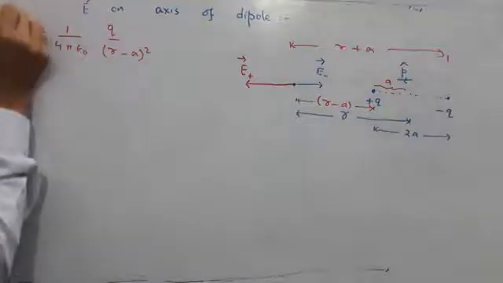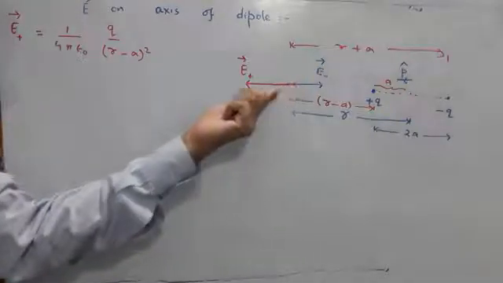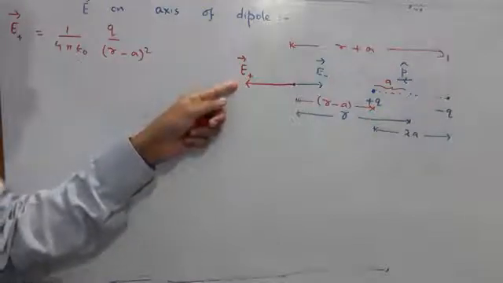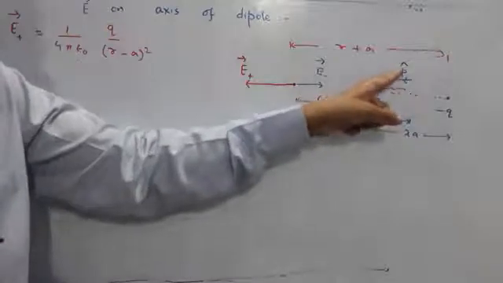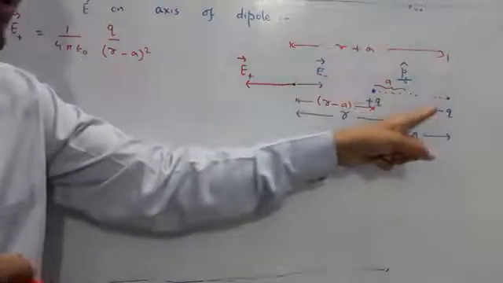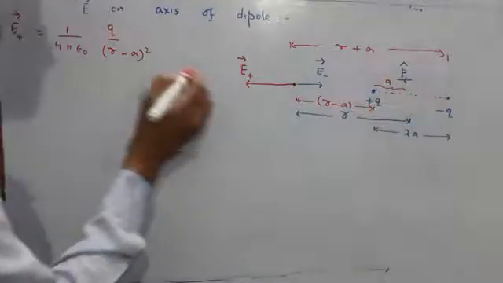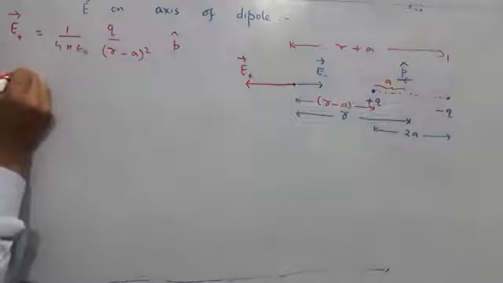So E plus will have r minus a whole square. Now if I write the vector, this is the magnitude, then the direction. The direction is indicated by this arrow. This direction is along P cap. Now what is P cap here? If you remember, I have told P cap is the unit vector directed from minus q to plus q. You can see these two arrows are pointing in the same direction. So I will write here P cap. Then what about the E minus vector?